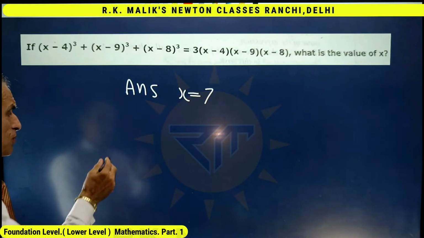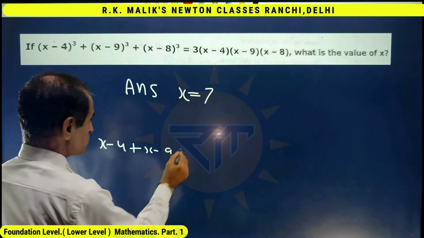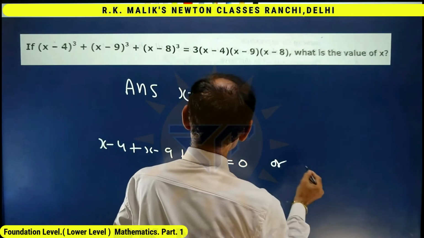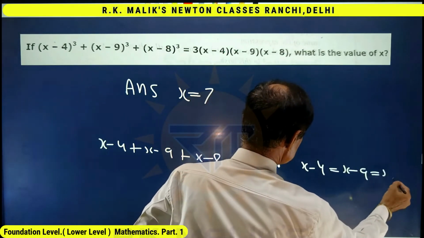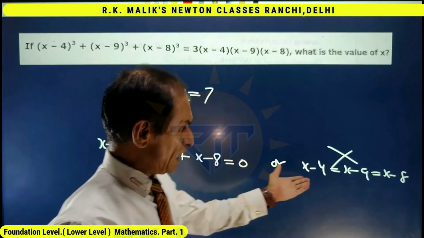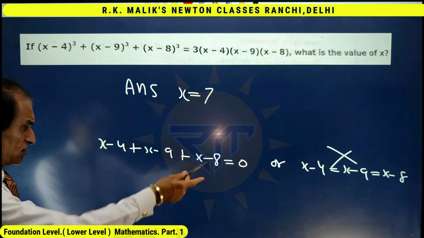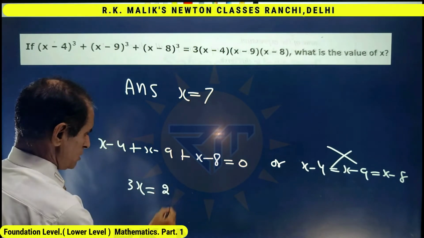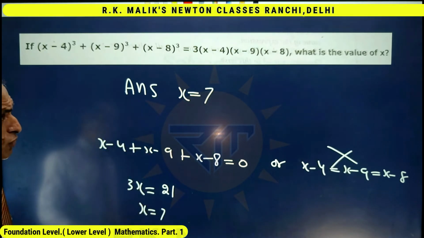And this is possible only if x minus 4 plus x minus 9 plus x minus 8 is 0 or x minus 4 equal to x minus 9 equal to x minus 8. But this is not possible for any value of x. Hence the only possibility is this, that is 3x is equal to 21, x equal to 7. Hence you have got the answer.